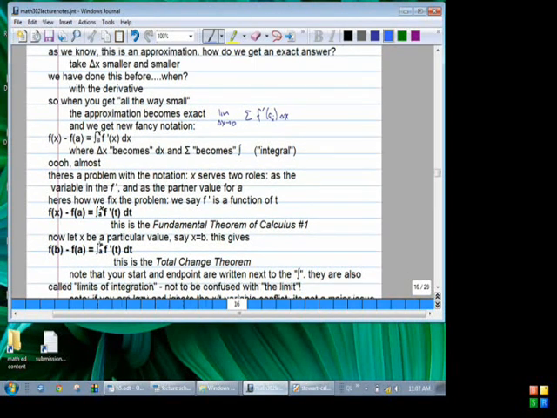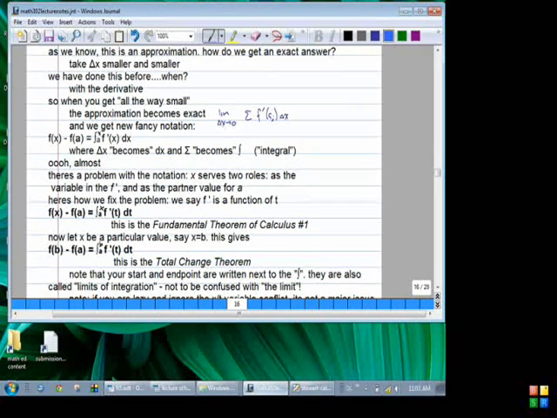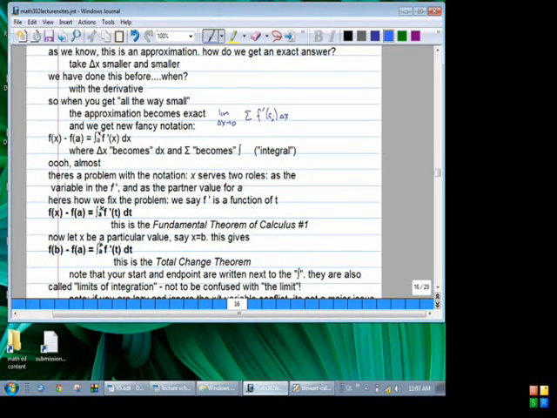So let me make one comment. Actually, I'll make two comments. First comment: notice that the x value where you start and the x value where you stop are written next to the integral symbol in this notation.